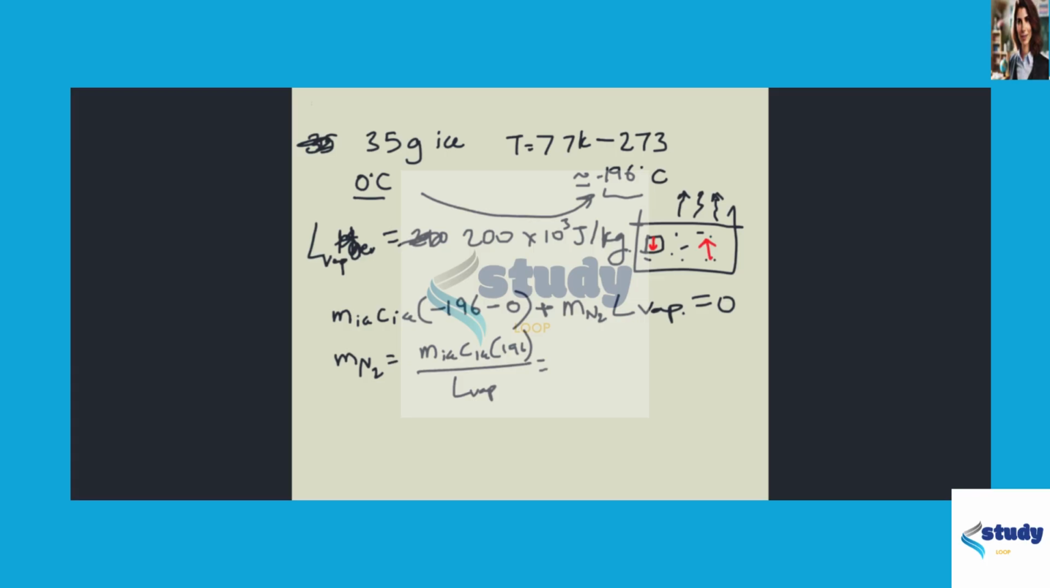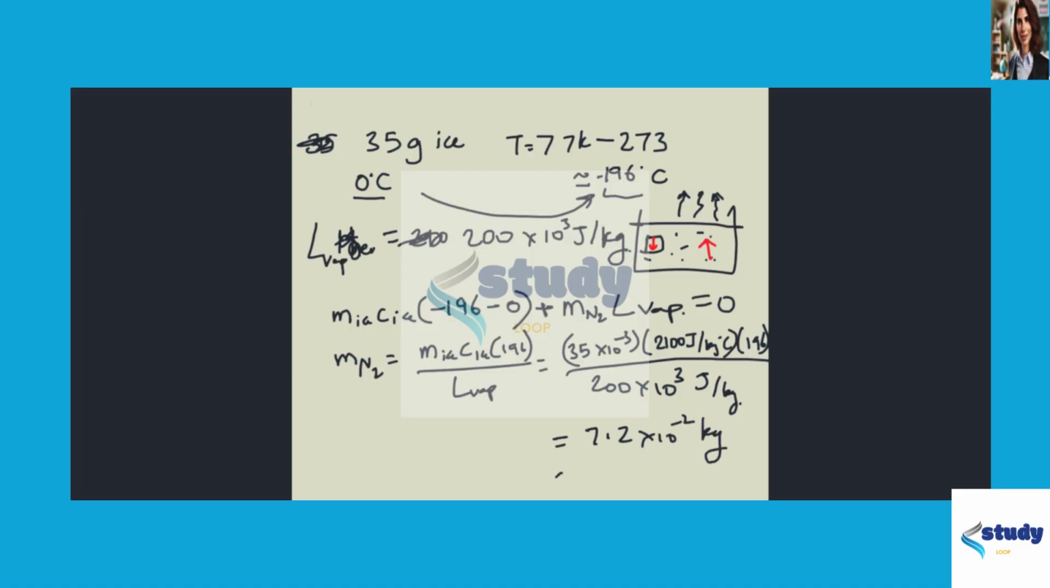Now we can simply plug in the numbers. Mass of ice is 35 grams, which is 35 times 10 to the power minus 3, times C, the specific heat of ice, which is 2100 joule per kilogram degree Celsius. We know that delta T is 196 already. Now divided by 200 times 10 cubed joule per kilogram. When you plug it into a calculator, this gives us 7.2 times 10 to the power minus 2 kilograms, which is 72 grams of liquid nitrogen.